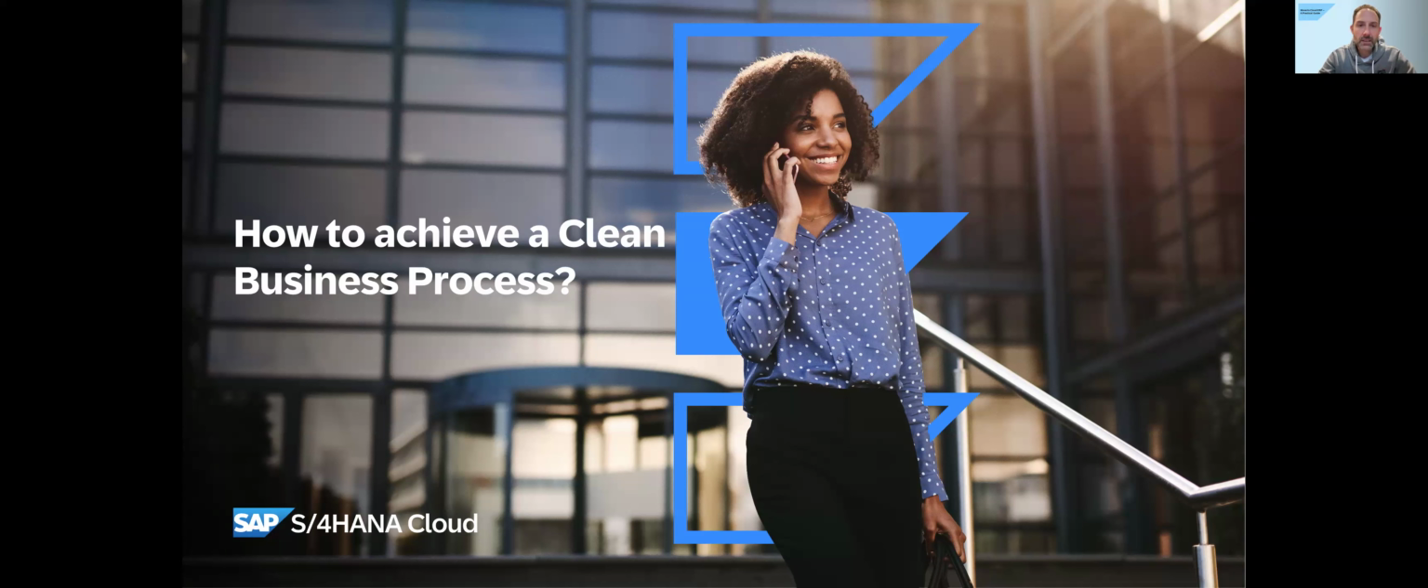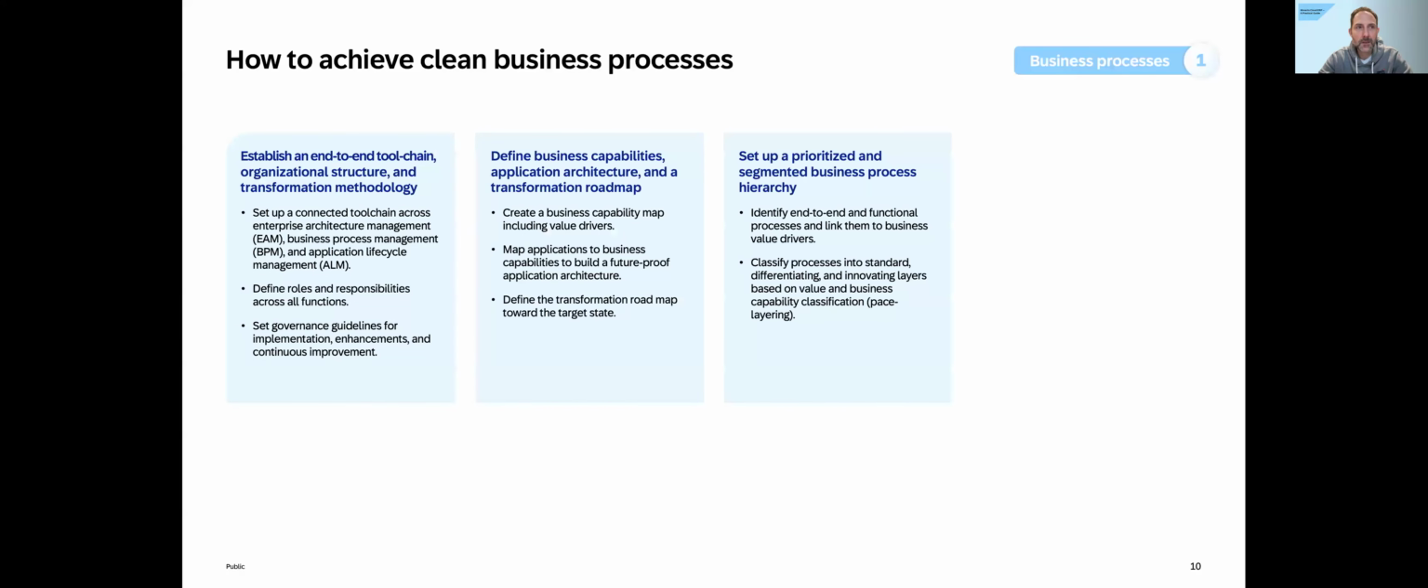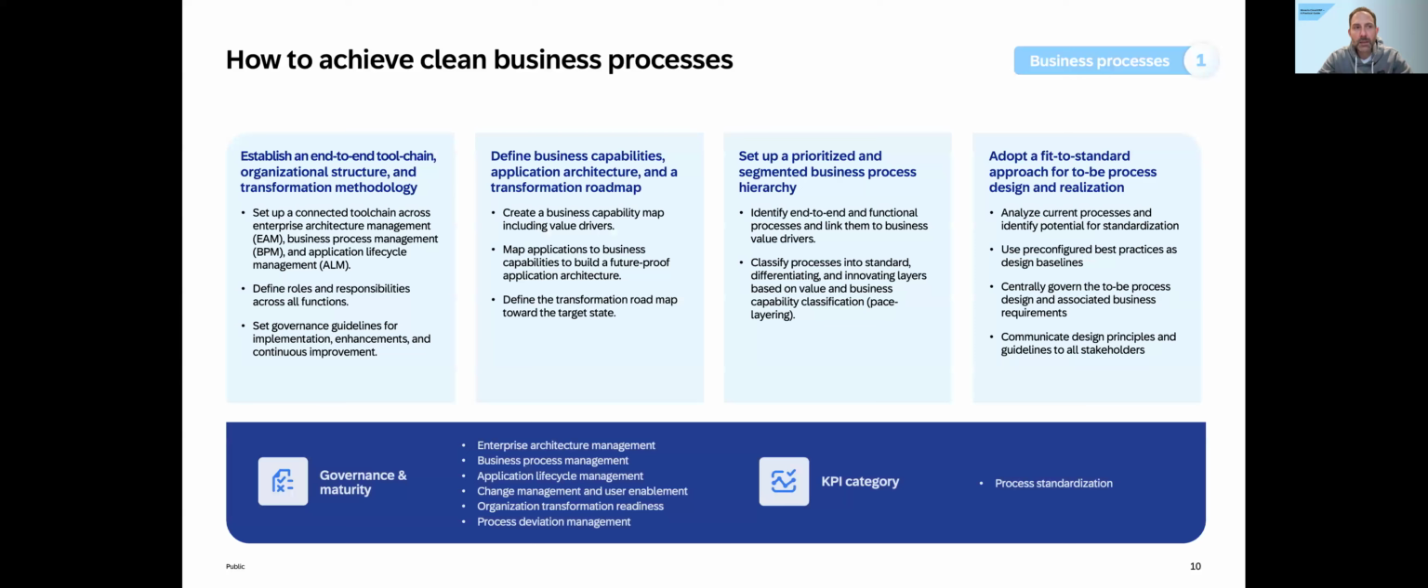The journeys are different. There's a get clean journey, so getting cleaner over time. There's a stay clean journey, preventing the business process from getting unclean. But there are 4 pillars that are essential in order to achieve a clean business process. First of all, we firmly believe that it's required to have an end-to-end tool chain. You probably noticed that SAP has in the last years doubled down on acquisitions and investments to build a tool chain. And the idea of the tool chain is basically to lay the foundation in the sense of connecting the enterprise architecture view, the business process view, and the application lifecycle management view.